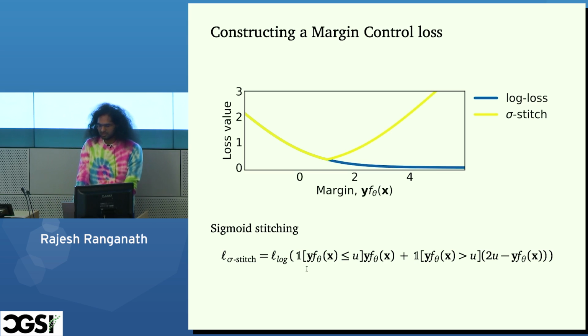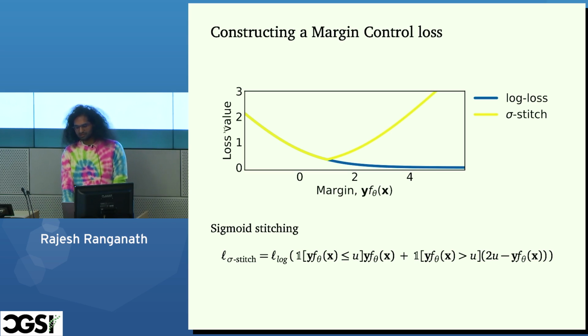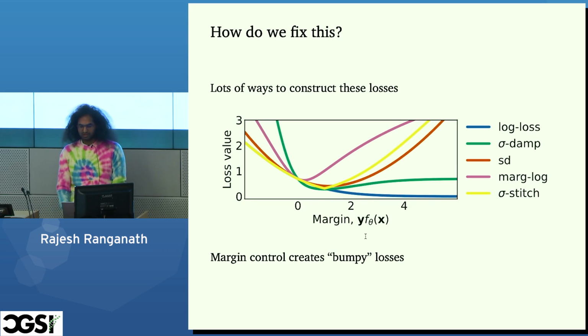One way to do it is to make a function that looks like the log loss up to some point, and then make it increase. The mathematical equation is down here, but you can kind of ignore it and just look at the picture. There are lots of ways to construct these. There are many ways to have something that goes down and then goes back up. It's not restricted in any way.